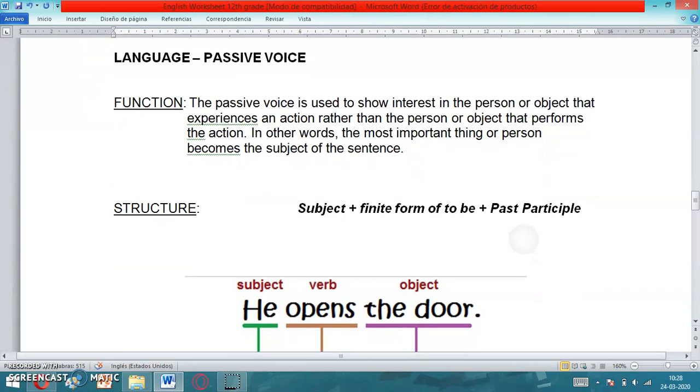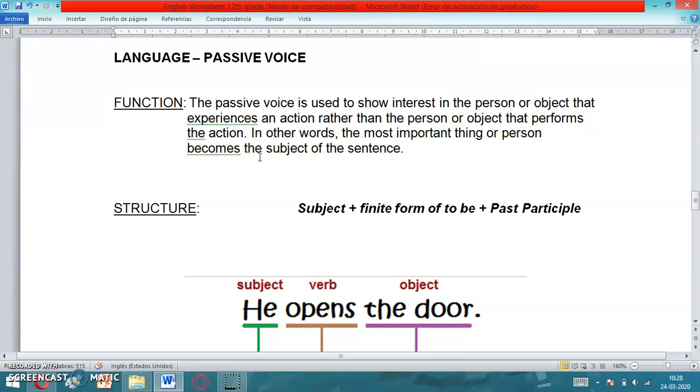With passive voice, we have a routine. Passive voice in previous years. So you have to try to remember. Okay? Passive voice is used to show interest in the person or object that experiences an action, rather than the person or object that performs the action. In other words, the most important thing or person becomes the subject of the sentence.